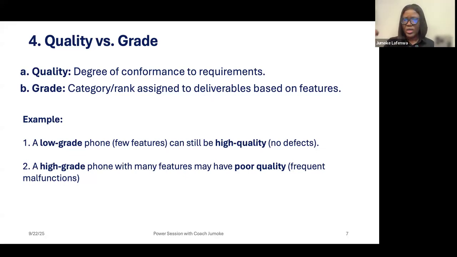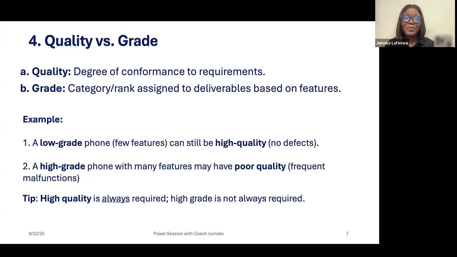So if you bought a phone, it has many features. You can take pictures, you can record videos. It's a smartphone, you can go on the internet and all that, but the battery is poor. When you charge it, in 2 hours it depletes. So it's a high-grade phone, but it's giving you problems, malfunctions, or it freezes, or it goes off. So it has poor quality, but it's high grade. Meanwhile, you have your YAM that is low grade, but it's high quality. You charge it, 3 days, even if you don't charge, the battery is still on.